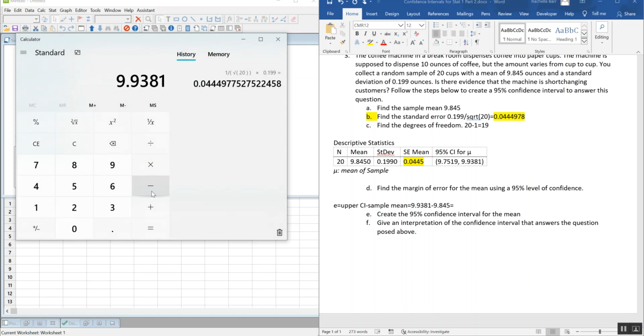9.9381. I definitely need to get new batteries for stuff, because I usually have a 10 key I use for this, and I do not know where it is or if it works.